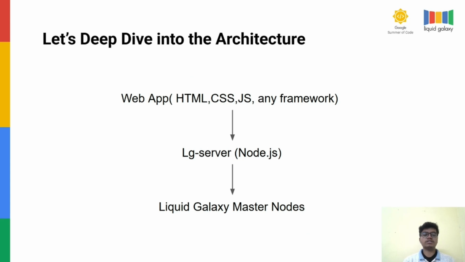Now let's come to the architecture. On the top of the architecture, we have our web application, which is based on HTML, CSS, JS, or any framework. The next thing is LG Server, which is based on Node.js. And in the lower part, we have the Liquid Galaxy Master Node. Our web application interacts with the LG Server via API calls, and LG Server interacts with the LG Master Node via SSH. And finally, the Master Node interacts with the slave nodes. So this is the whole architecture of the system.